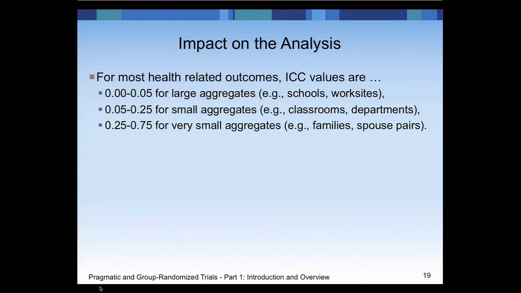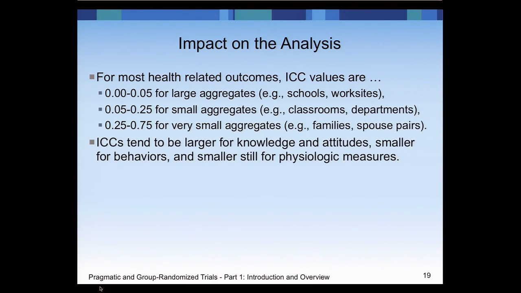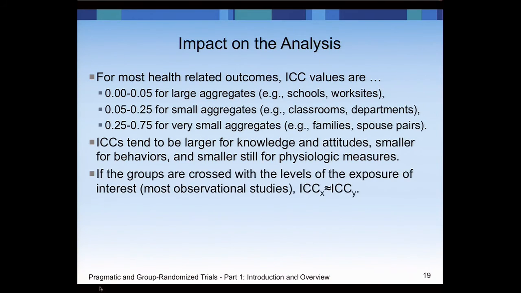And if we have very small aggregates like spouse pairs or families, the ICCs can be quite large. We see values in the 70s. The ICCs also tend to be larger for certain kinds of outcomes. So if you're measuring knowledge and attitudes, you're going to have larger interclass correlations than if you measure behaviors. The smallest ICCs tend to be associated with physiological measures.